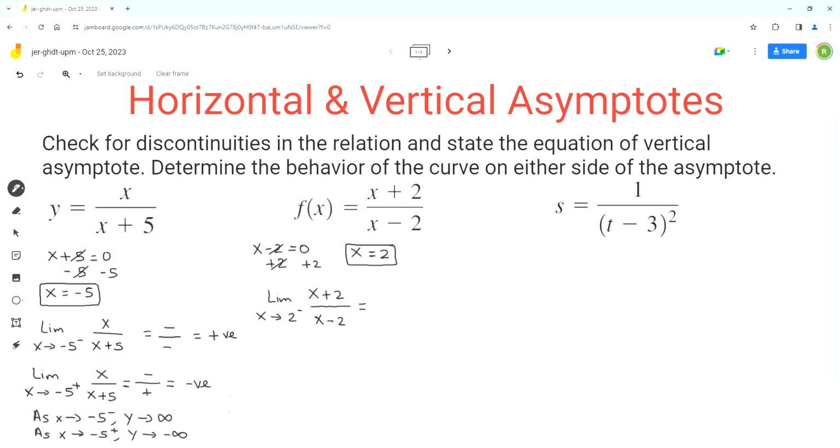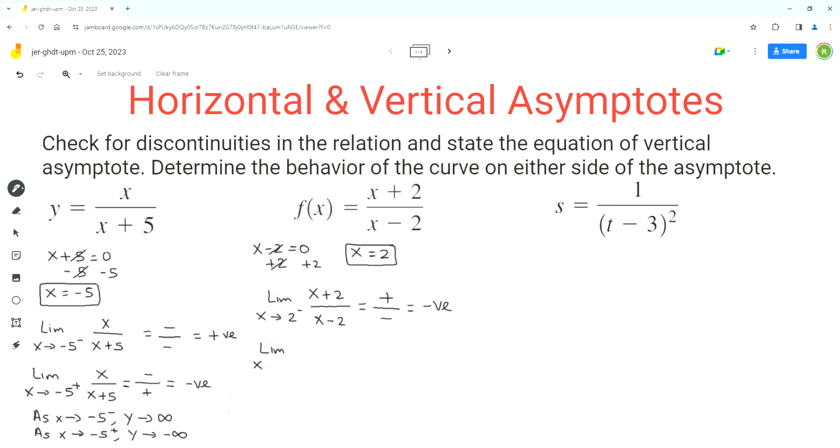So if we sub in x as 1.9 in the numerator, we'll get a positive value in the numerator, and the denominator will be a negative value because 1.9 minus 2 will be a negative value. So that means the overall value for this limit will be negative. Now we can analyze the limit on the right side of 2.